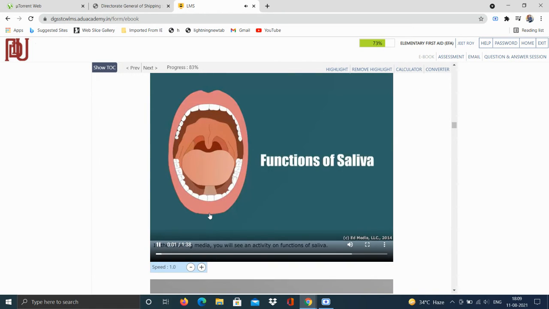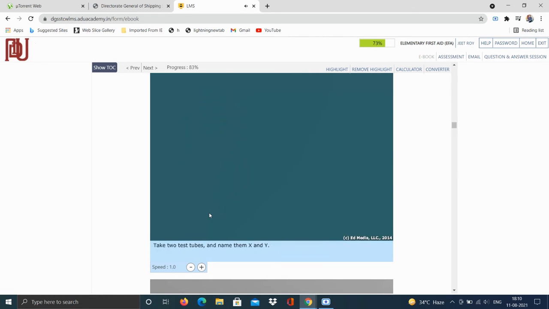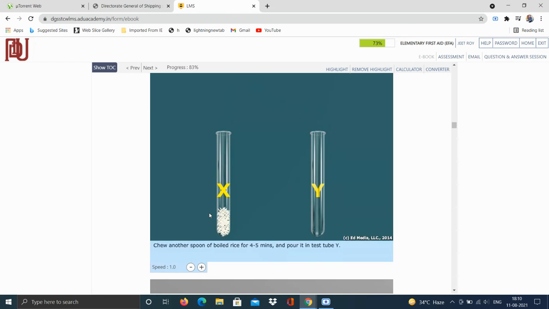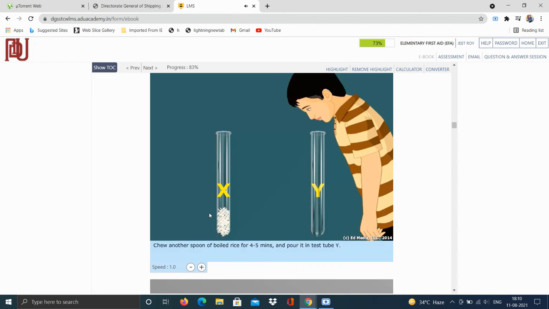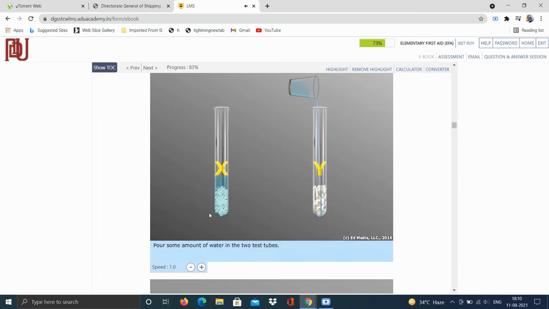In the following media, you will see an activity on functions of saliva. Take two test tubes and name them X and Y. Pour 1 spoon of boiled rice in test tube X. Chew another spoon of boiled rice for 4 to 5 minutes and pour it in test tube Y. Pour some amount of water in the two test tubes. Add a drop of iodine solution in both test tubes.